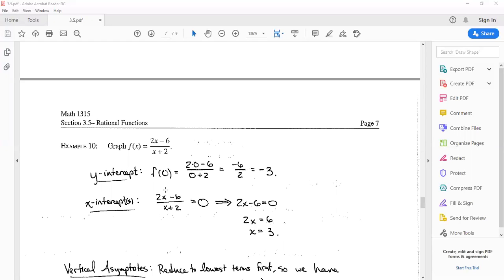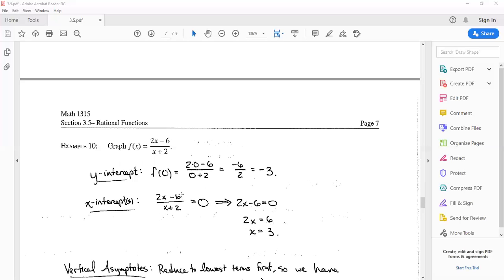Then for the x-intercepts, we will set the function equal to 0 and solve for x. So we have 2x minus 6 divided by x plus 2 equals 0. Well, this is probably a good teaching moment. When is a fraction equal to 0? Well, a fraction is only ever equal to 0 when the numerator is equal to 0, right? We can never have the denominator be 0 because that's dividing by 0, which is breaking the sort of 0th commandment of mathematics. We can't do that, okay?